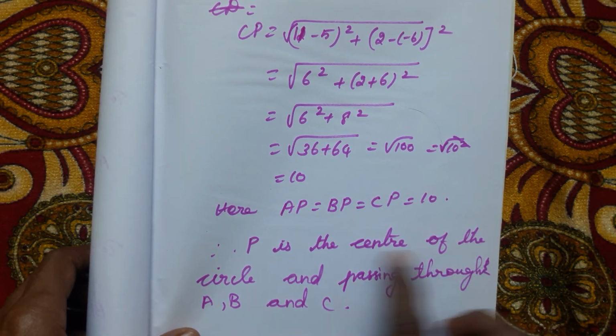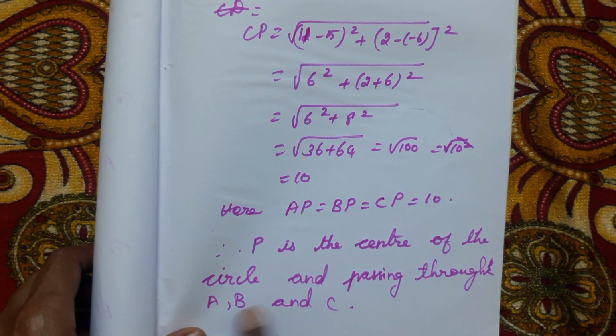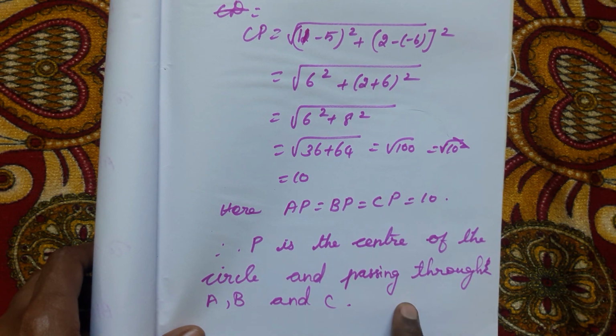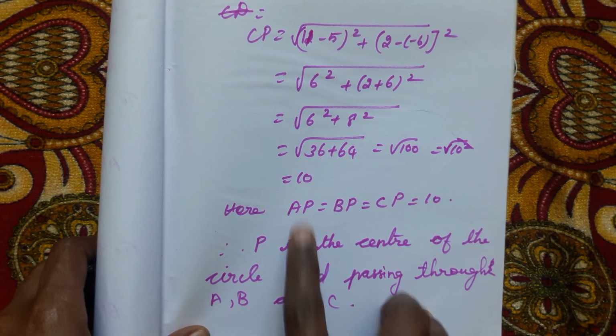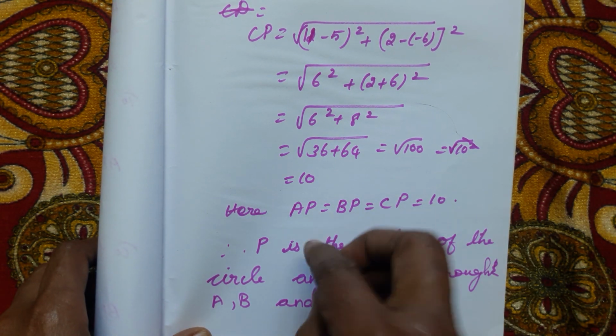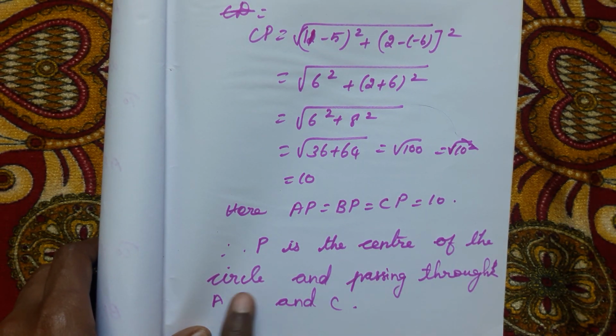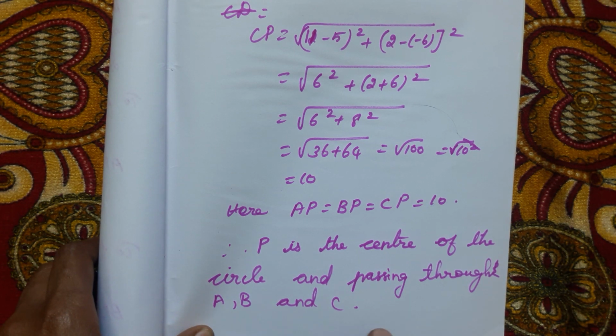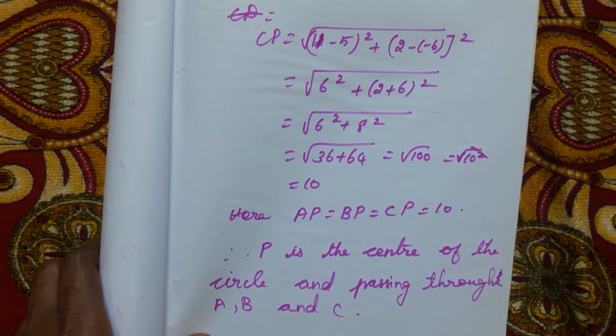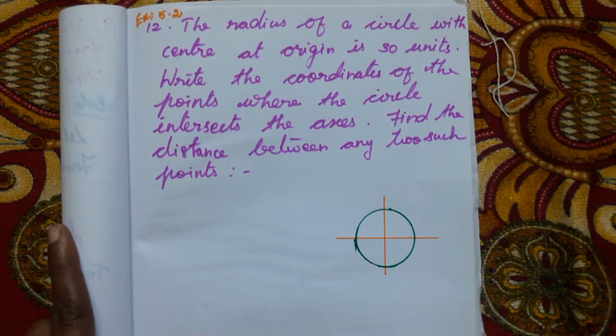Therefore, P is the center of the circle passing through the points A, B and C. We have proved that. Okay.